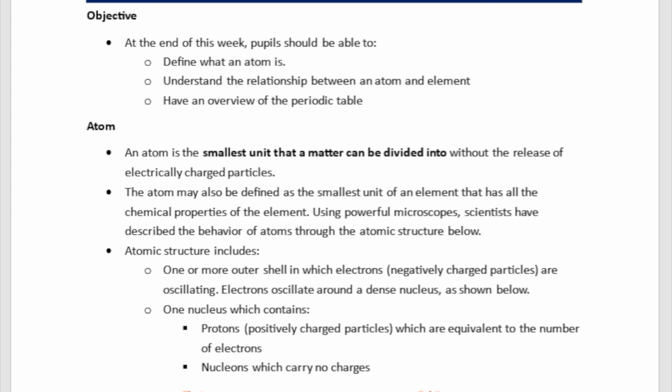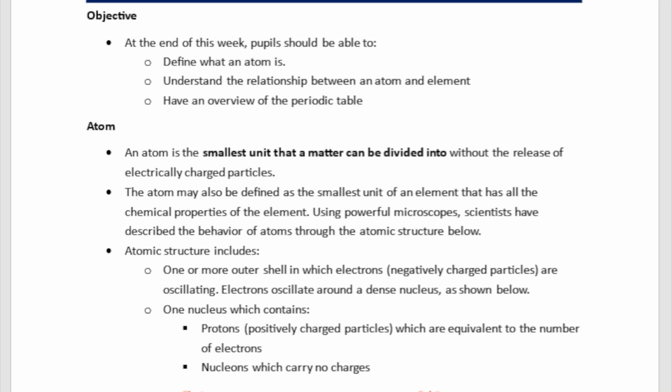Okay. Alright, so go ahead and answer that question for me on page number 26 of your workbook. How many particles are inside an atom? Well, you can say there are 3 types of particles in an atom.